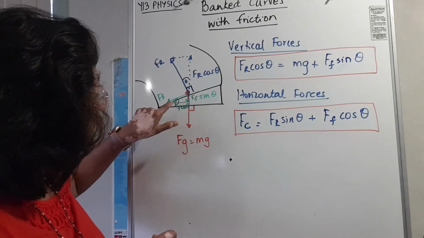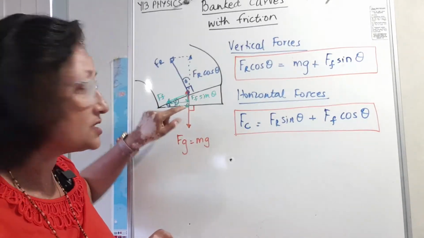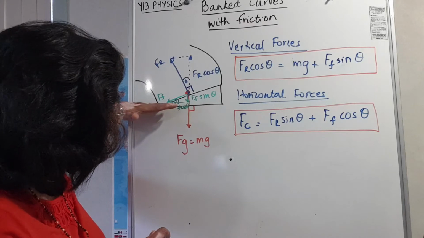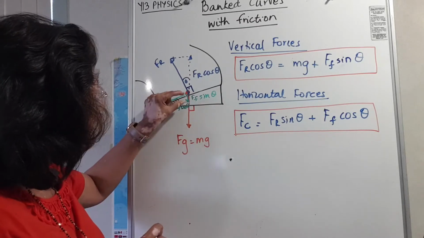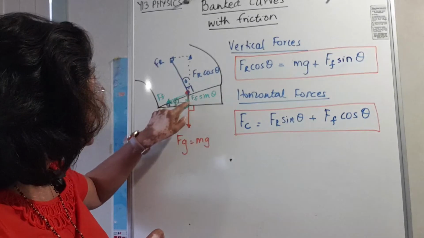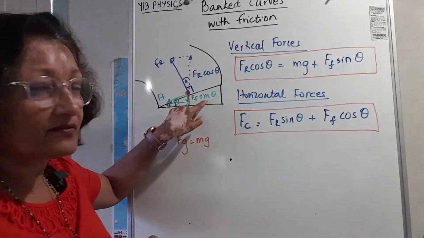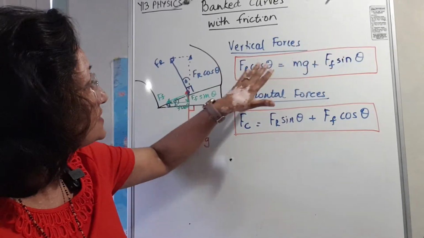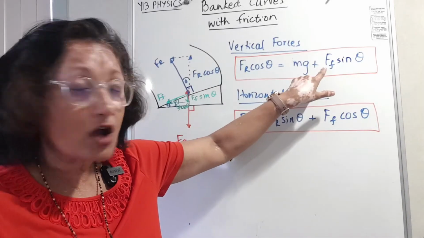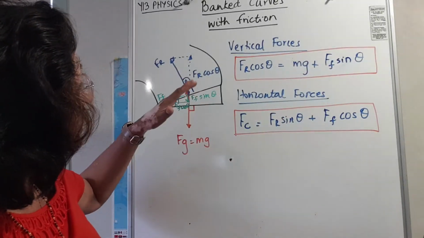Now if you look at this little green triangle, so this green line here is the force of friction. I have resolved the friction into its vertical component going downwards, and the horizontal component pointing towards the inside of the circle. Now this angle theta here, this little angle, is the same as the angle of banking, and this is your opposite, that's the hypotenuse. And so the vertical component of friction is Ff sine theta. So if you look at the vertical forces, the vertical force upwards is Fr cos theta, and the sum of the vertical forces downwards is mg plus Ff sine theta. And these are equal.